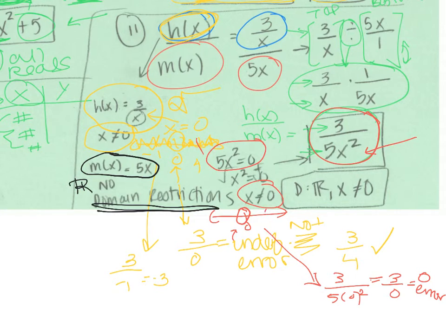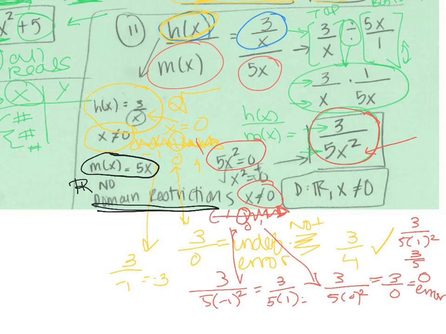Then can we plug in a number larger? Let's pick 1. 3 over 5 times 1 squared, we would get 3 over 5. Check. We're going to get answers on this side. Let's plug in -1. 3 over 5 times -1 squared is equal to 3 over 5 times 1, which is 3/5. Check, we'll get answers. So this restriction is x cannot be 0.